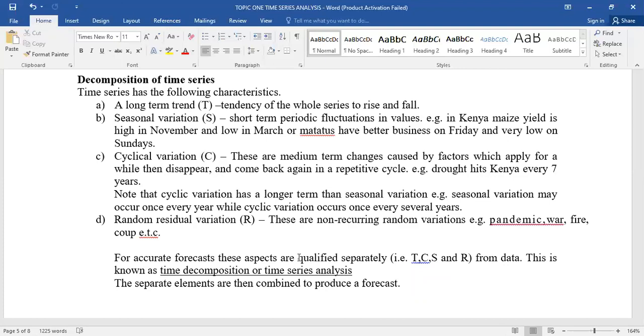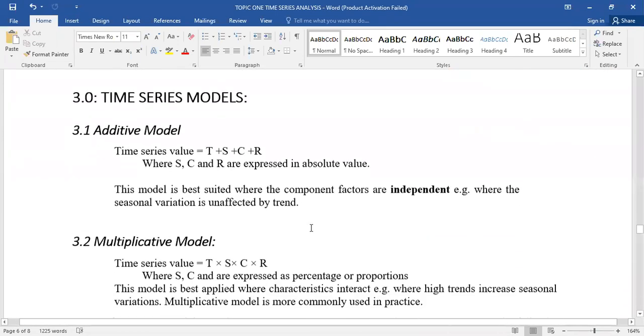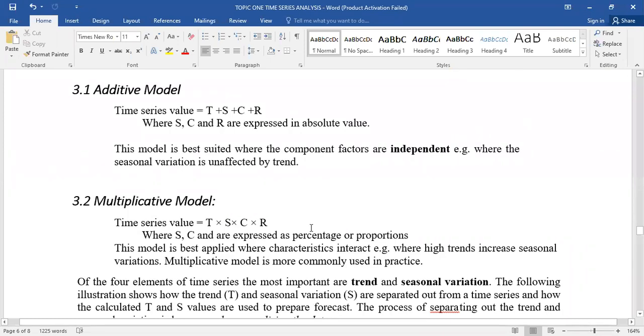So for accuracy, all these aspects have to be put into consideration, and they are only four. We have the long-term trend, which is T, the seasonal, S, cyclic, C, and you have the random residual, which is R. Now, the whole process, when we take into consideration all the four aspects, is what we are calling the decomposition of time series. Because whatever will happen to the business, either long-term, seasonal, random, or cyclical, has been provided for. So it's like you've decomposed the aspects of the time series.